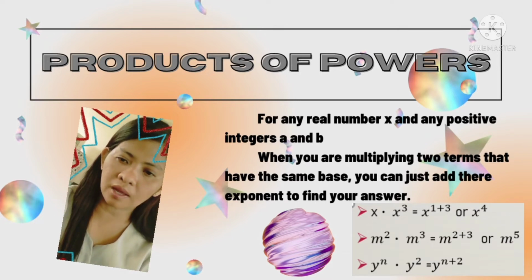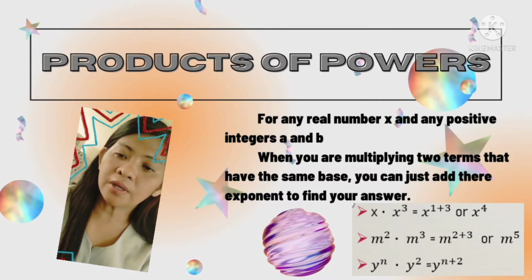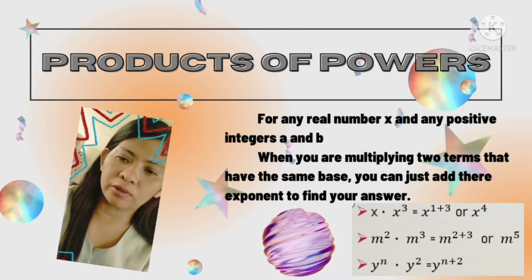Next example, m raised to the second power multiplied by m raised to the third power is equal to m raised to the second power plus 3, or m raised to the fifth power. As you can see, the same base. You are multiplying with the same base, then you will just copy the base, then add the exponents. So 2 plus 3 is equal to 5.